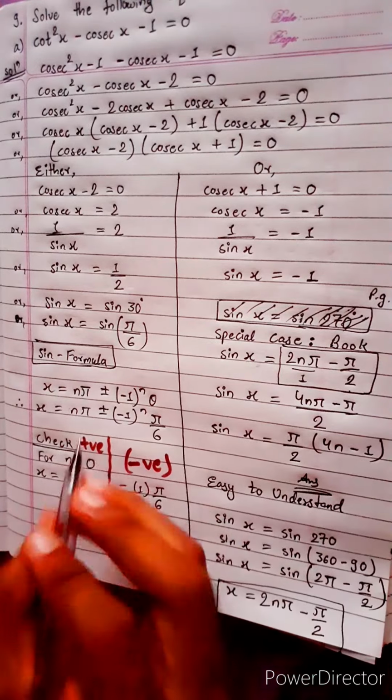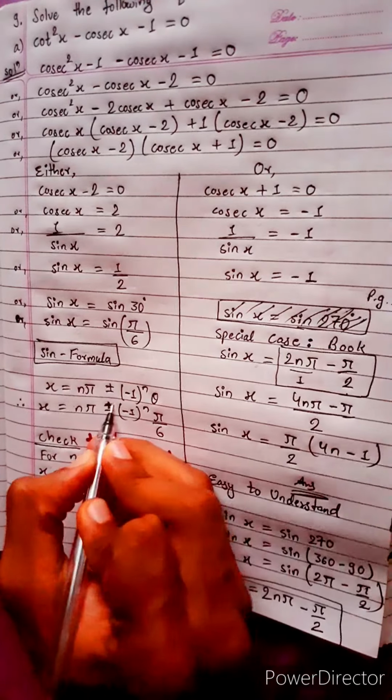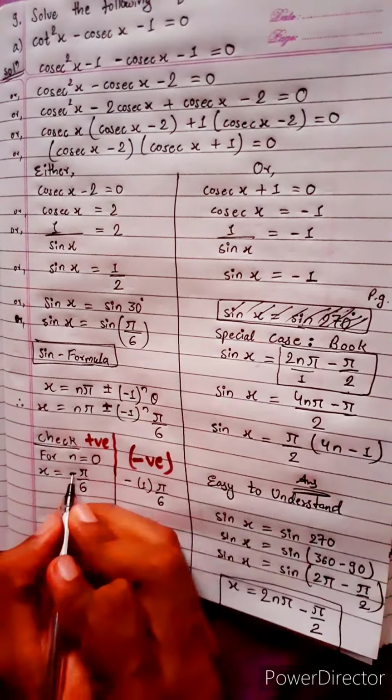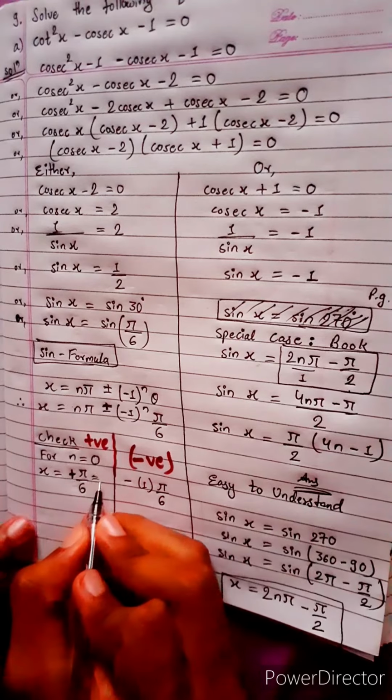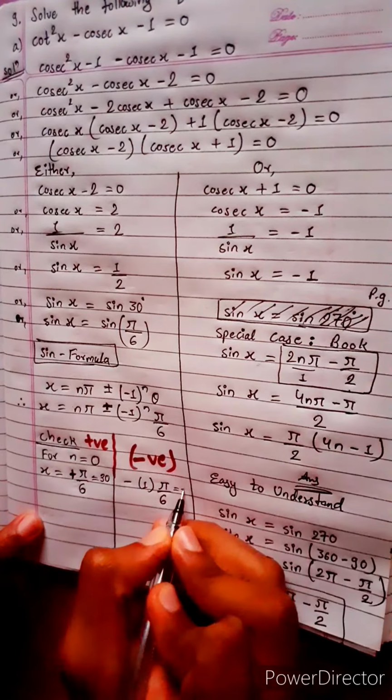I think here we had a misconception. We are taking the positive value and minus 1 power n is already positive. How come negative? I think my mind got confused. Here it is pi by 6, and here it is minus pi by 6. And this is plus 30, this is minus 30.